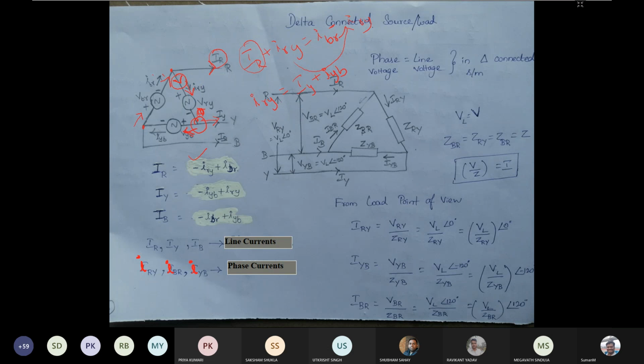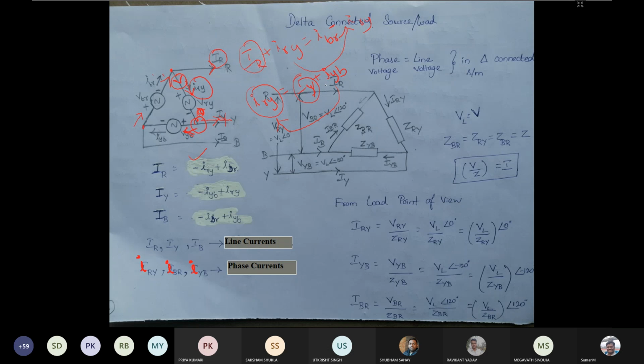Okay, IRY is the incoming current that I have written. Then IY is the outgoing current. This is capital Y, so that is the outgoing current. Then this IYB is also the outgoing current. So we need IY. You just rearrange this equation. We will be getting IY is equal to IRY minus IYB.